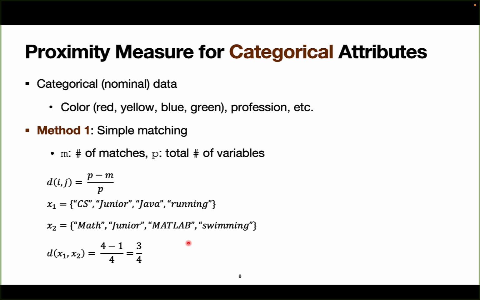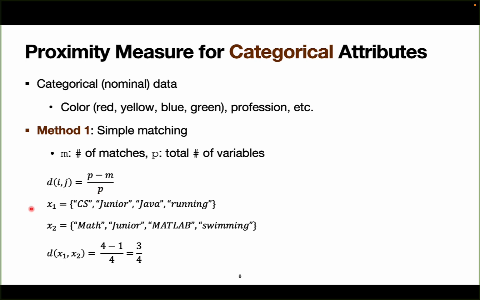How do we compute a proximity for categorical attributes? Categorical attributes are things like colors, professions, etc. And we are going to look at the number of matches and the total number of variables. So in the very simple method, the distance is going to be P, the total number of variables, minus the matches, over P.